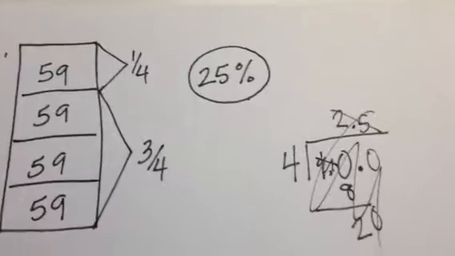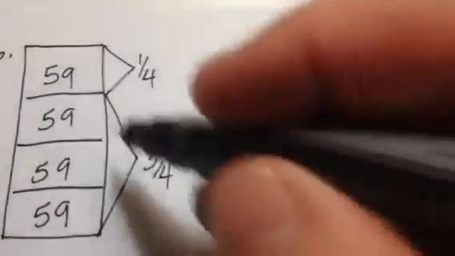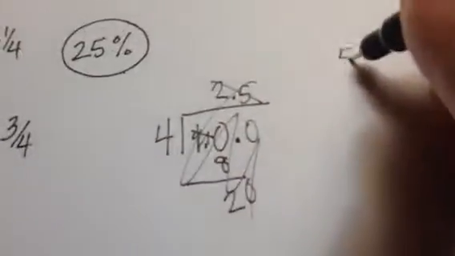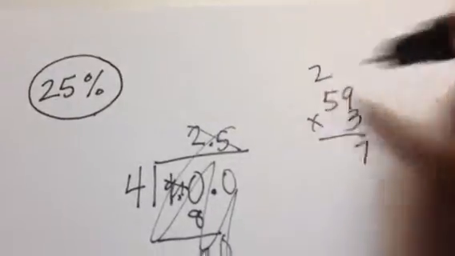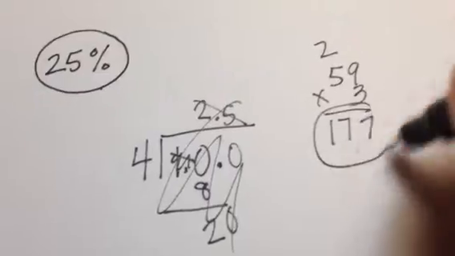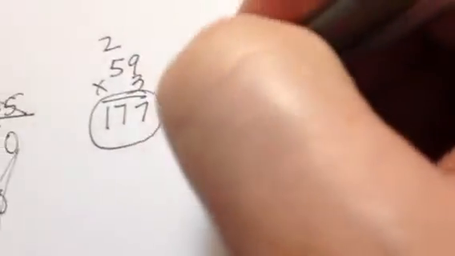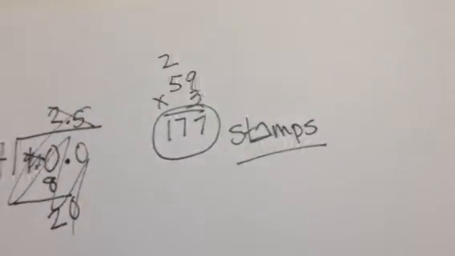All right, so, but that's not the end of our question. It says, how many postage stamps did he have left? Well, he had 59 times what? Times 3. So 59 times 3, 7, 20, or put the 2 up there, 15, 16, 17. He had 177 what? 177 stamps. Got to have that label.